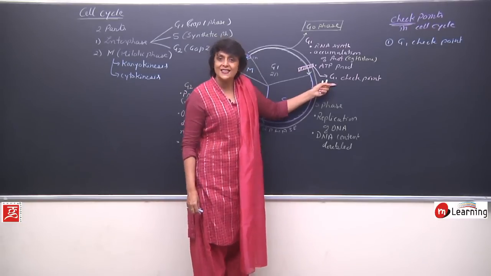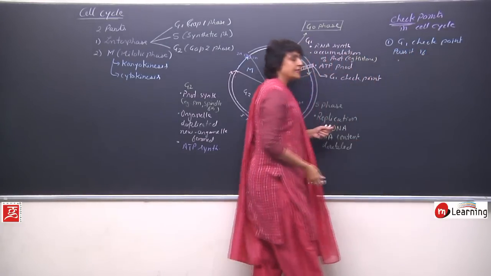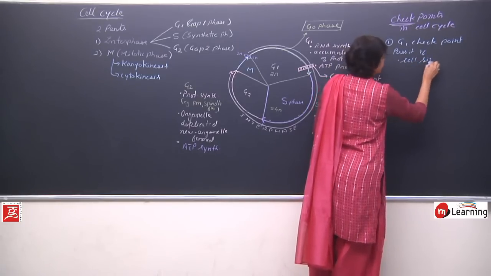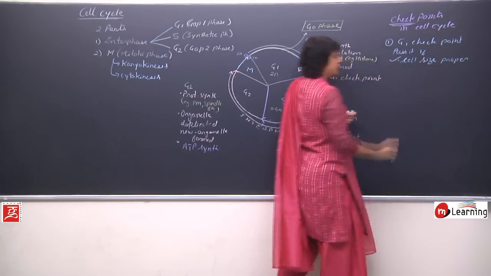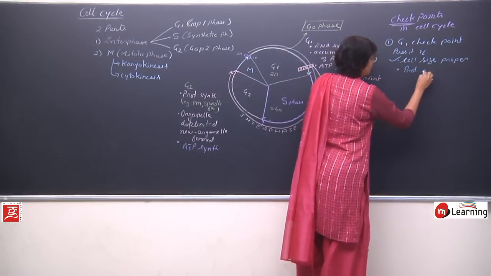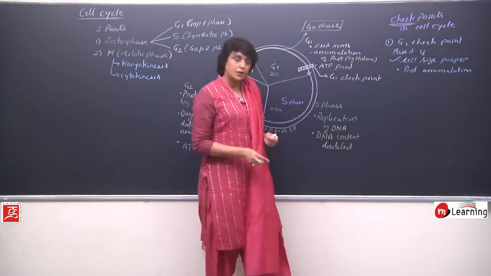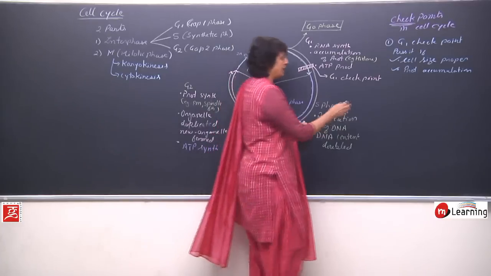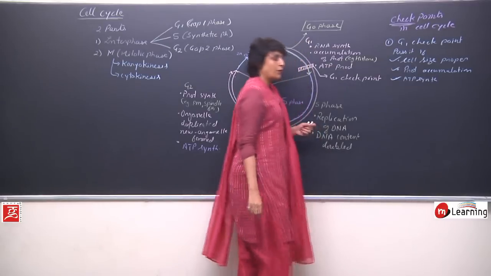So when can we pass this checkpoint? You pass it if all these things are done, completed. Cell size is proper. If cell size is proper, the checkpoint is crossed. Protein accumulation: if protein accumulation for S phase is proper, all histone proteins and everything is synthesized, then the cell crosses this checkpoint. Is sufficient ATP synthesized? Then this checkpoint is crossed.